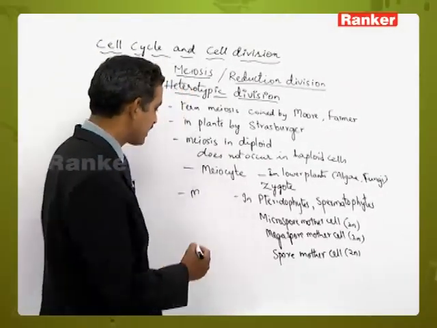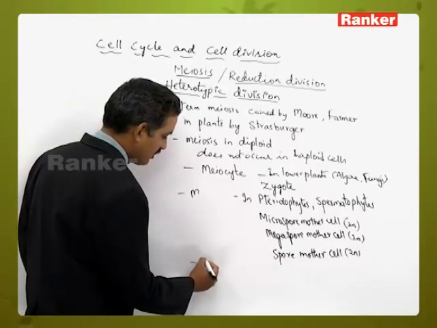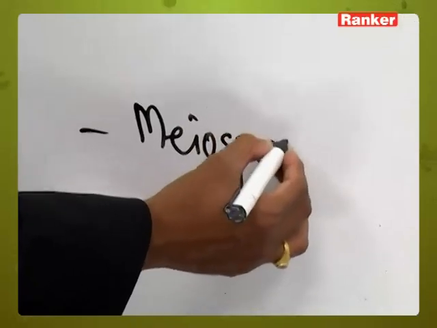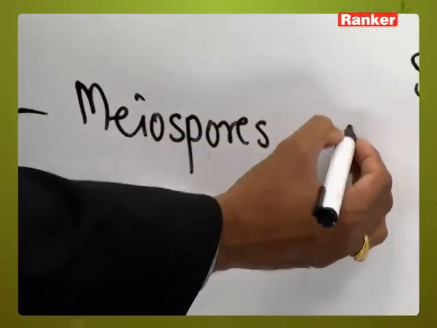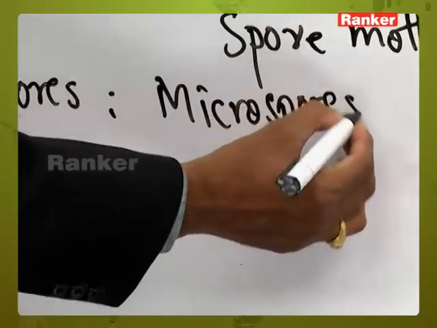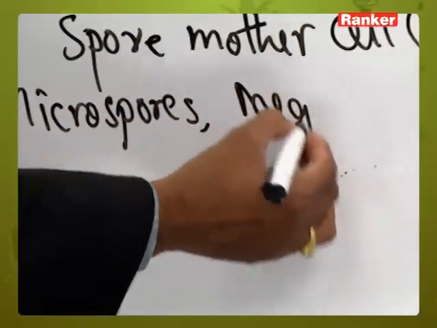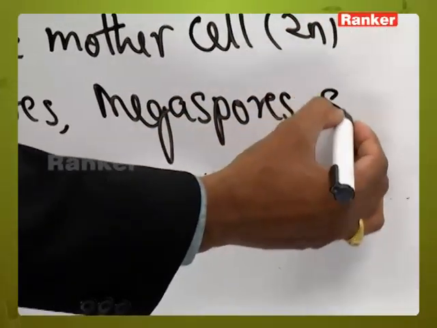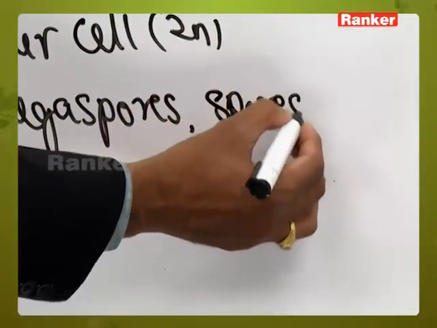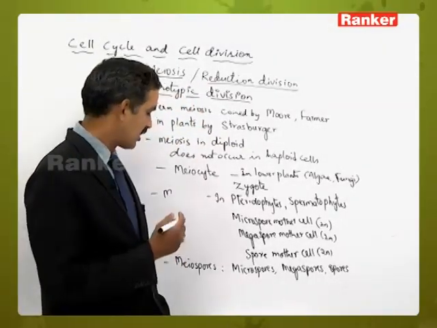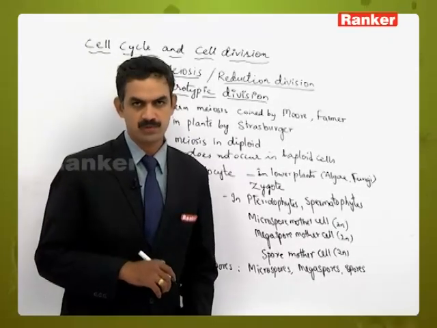The cells which are formed as a result of meiosis are called meiospores. That is microspores, megaspores, and sometimes simply spores. All these are haploid structures which are formed as a result of meiosis, so these are called meiospores.